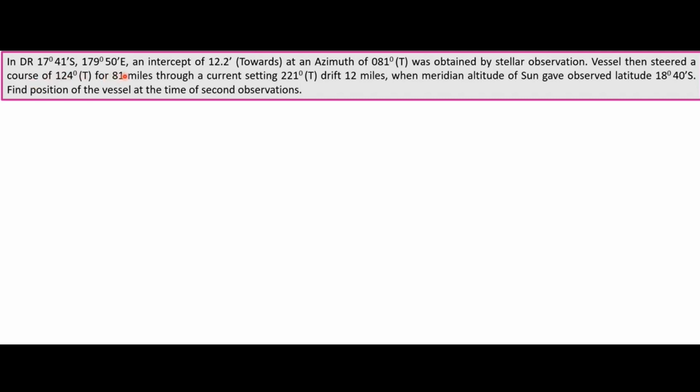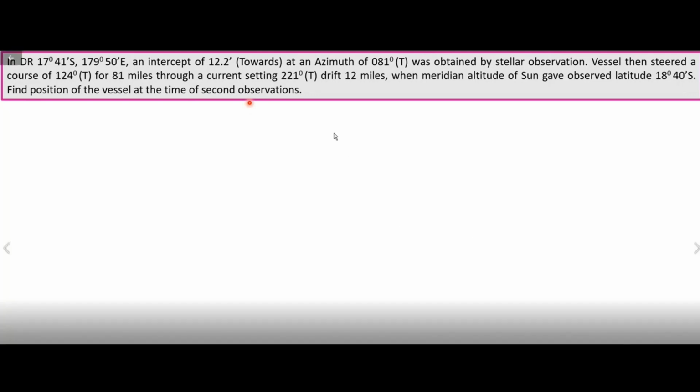79 degrees 50 minutes east, an intercept of 12.2 miles towards an azimuth of 081 degrees true was obtained by a stellar observation. Vessel then steered a course of 124 degrees true for 81 miles through a current setting 221 degrees true, drift 12 miles, when meridian altitude of the sun gave an observed latitude of 18 degrees 40 minutes south. Find the position of the vessel at the time of second observation.